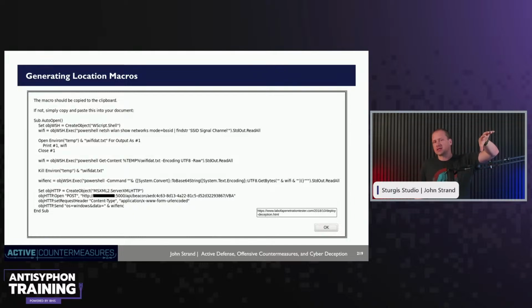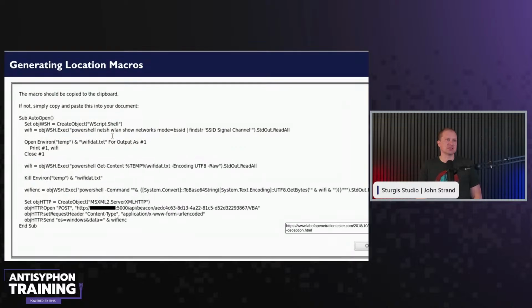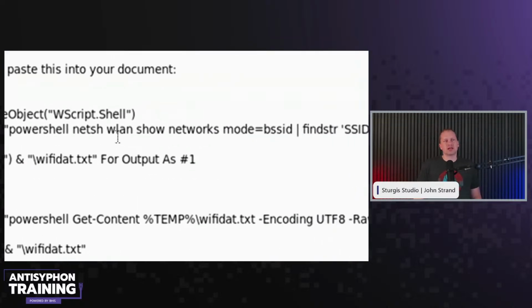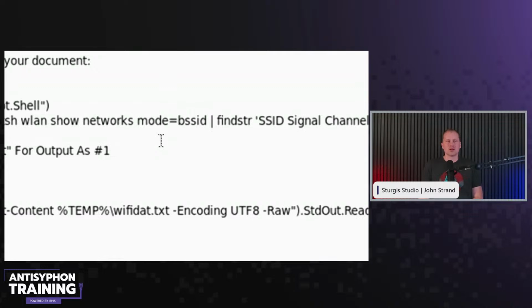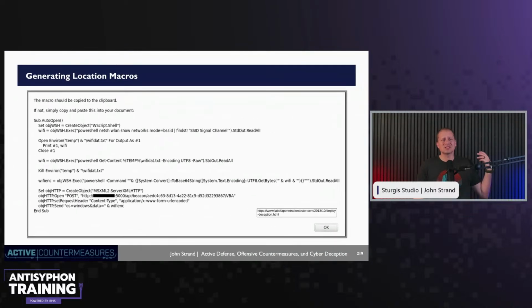You can take those Visual Basic applications and import them into Word documents. You can put them inside of Excel spreadsheets. You can put these in a variety of different formats. And then if the attacker downloads the Word doc and runs it, bang, you've got their wireless network signals. So check this out. What it does is it executes PowerShell, netsh wlan show networks mode=bssid, and it's going to pull down a list of all the wireless networks around that system. It's going to take that, drop it into a file called wifi.dat, base64 encode it, and shoot it back to you, the defender. So you're no longer dealing with Tor at all.